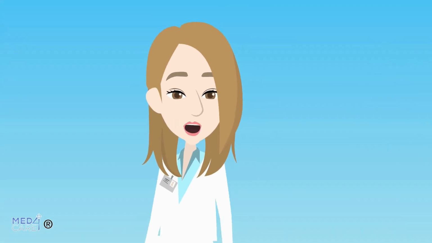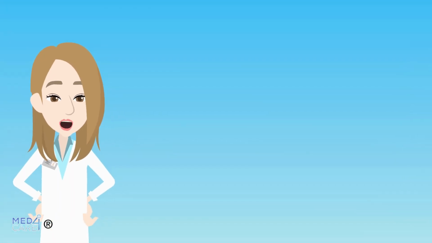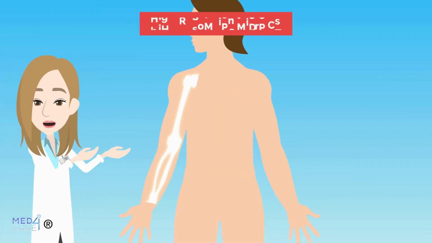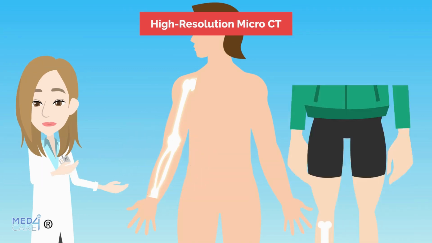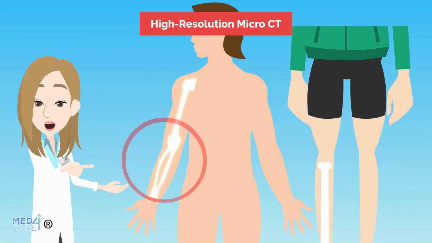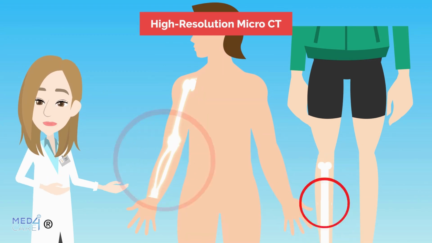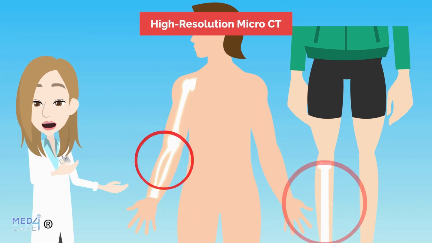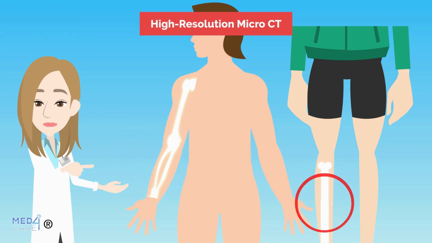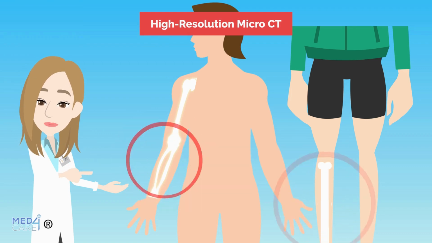A high-resolution micro-computed tomography scan may also be requested at the level of the tibia or forearm. In this examination, radiation is minimal, and it is possible to have information not only on trabecular and cortical mineral density, but also on the connectivity of trabeculae, their thickness, and cortical porosity.